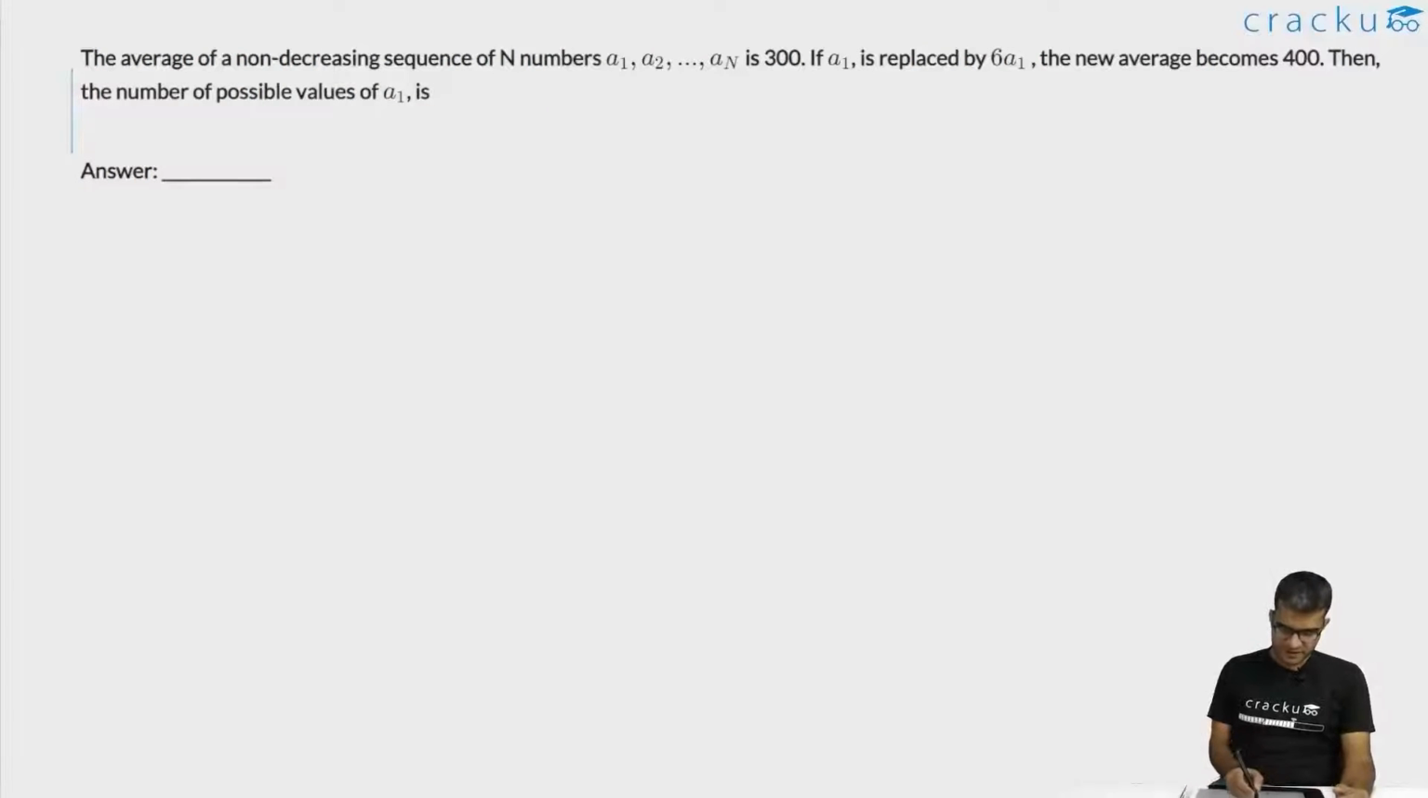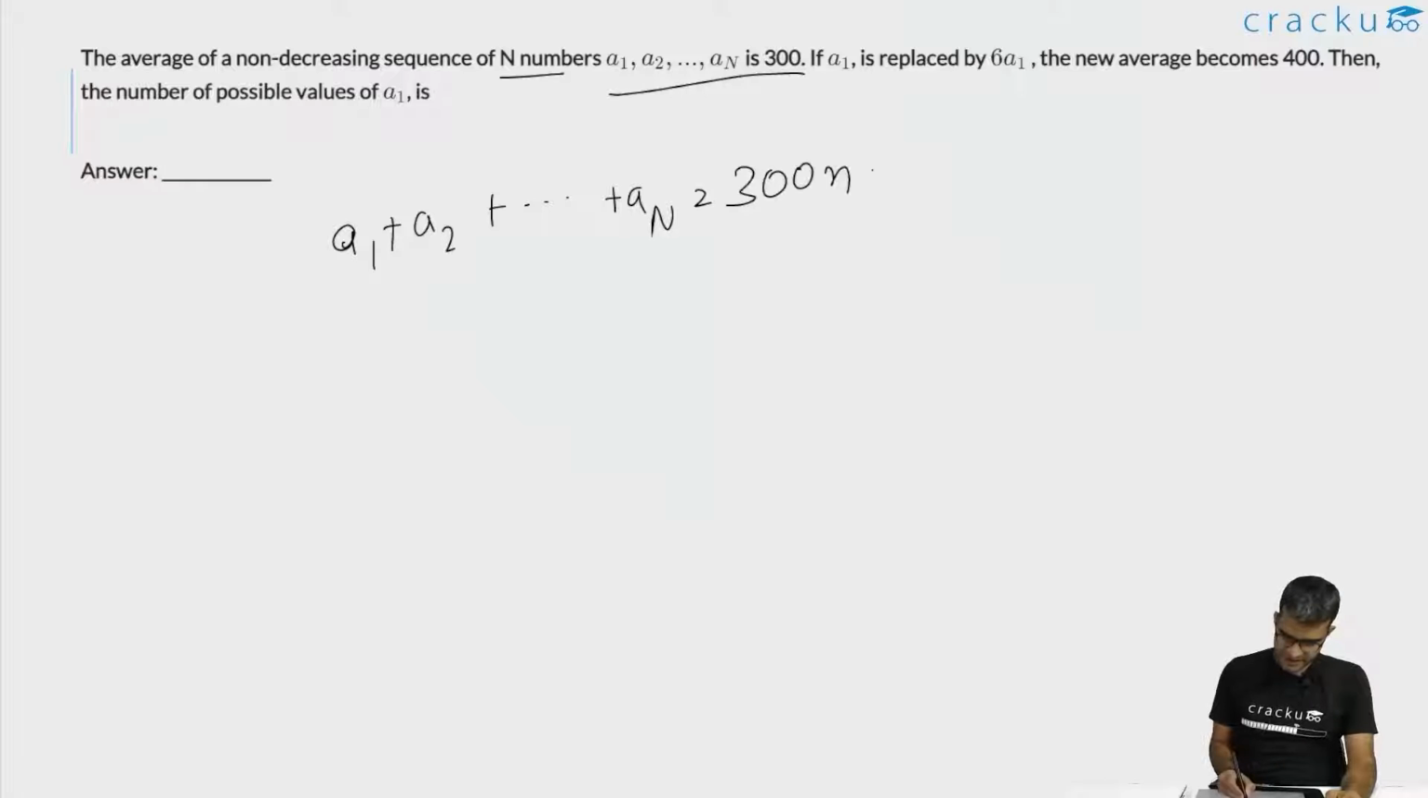In this question, we are told that the average of a non-decreasing sequence of n numbers a1, a2, dot dot dot till an is 300. So this would imply that a1 plus a2 plus dot dot dot plus an is equal to 300n. We are told that if a1 is replaced by 6a1, the average becomes 400. So 6a1 plus a2 plus dot dot dot plus an is equal to 400n.